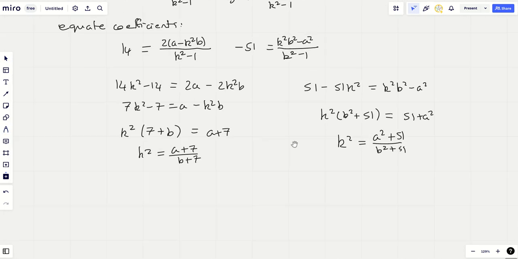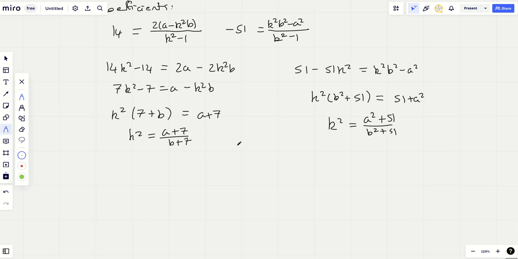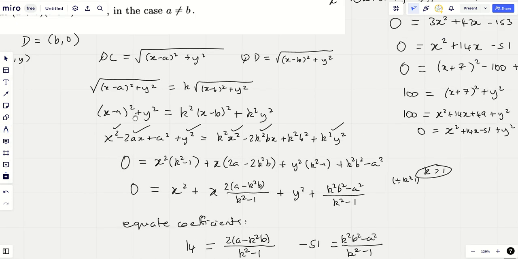Yeah, so at the end we can just say as k squared is this, k squared is that, we can combine and just say hence (a + 7)/(b + 7) = (a² + 51)/(b² + 51). Yeah, cool. Okay, we're almost at the end now.